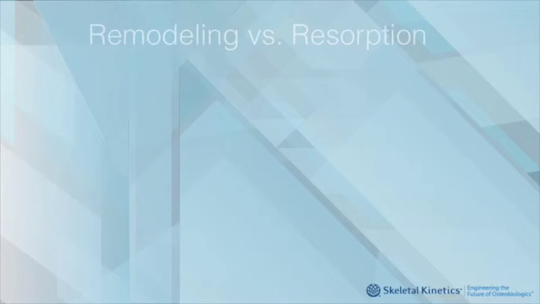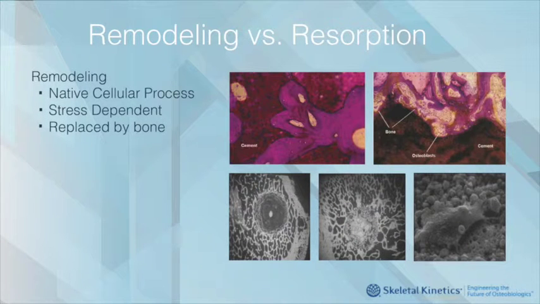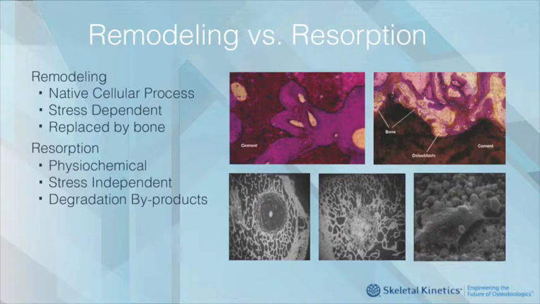The last part of our algorithm, and often the most misunderstood, is remodeling versus resorption. Remodeling is a native cellular process. It is stress dependent, and the grafts used in this are replaced by native bone. Resorption is a physiochemical process. It is stress independent, and these products degrade at each of their own rates. And then there are some products that never go away. Let's explain remodeling versus resorption further.